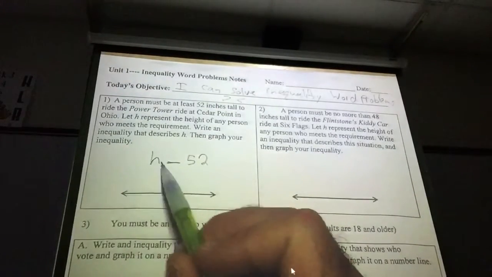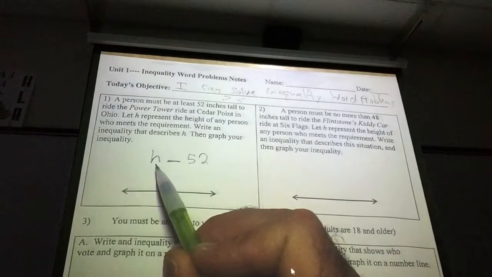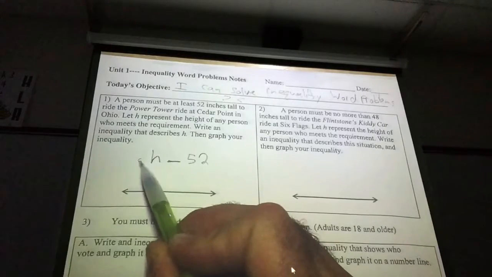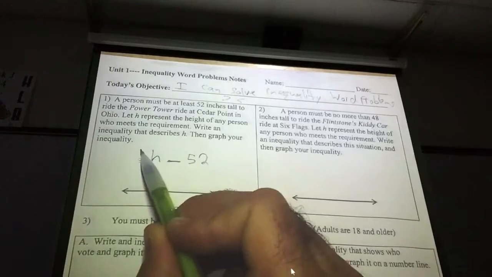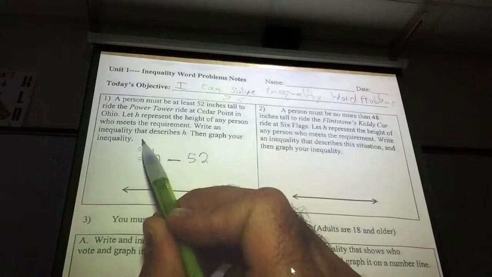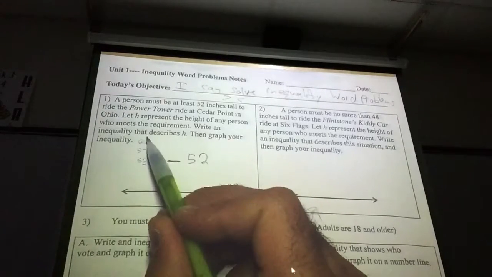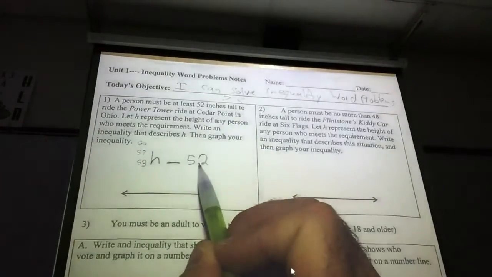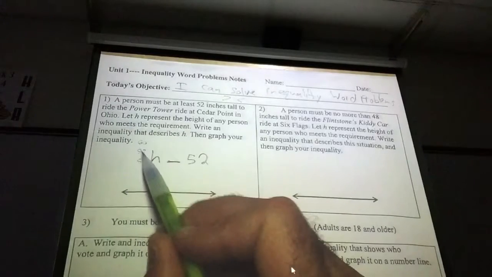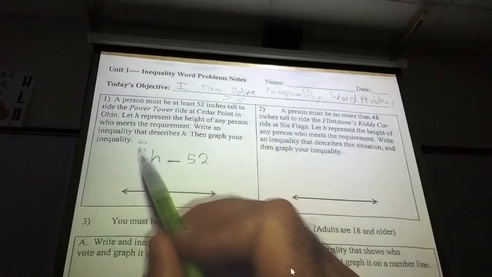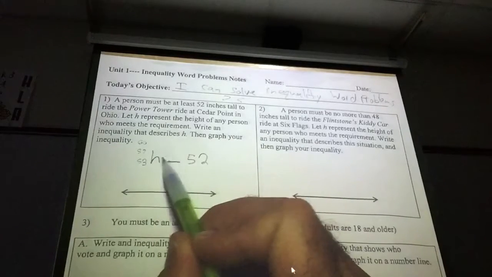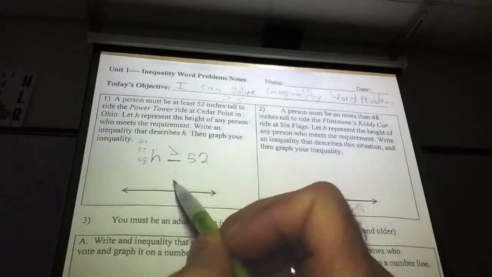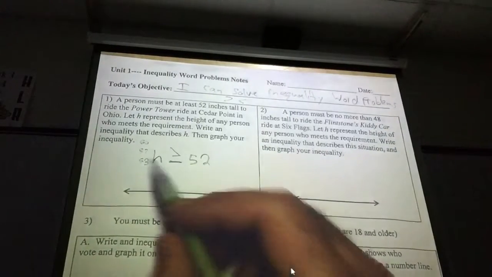Now, H represents the height of a person who can ride it. So an example of someone who can ride it would be someone who was 53 inches, or maybe 57 inches, or maybe 60 inches. The reason they can ride the ride is because you have to be more than 52. So since these numbers are good, that means that H would have to be one of these numbers, and that would mean that, for example, 57 is greater than or equal to 52. So that is the answer to the inequality.